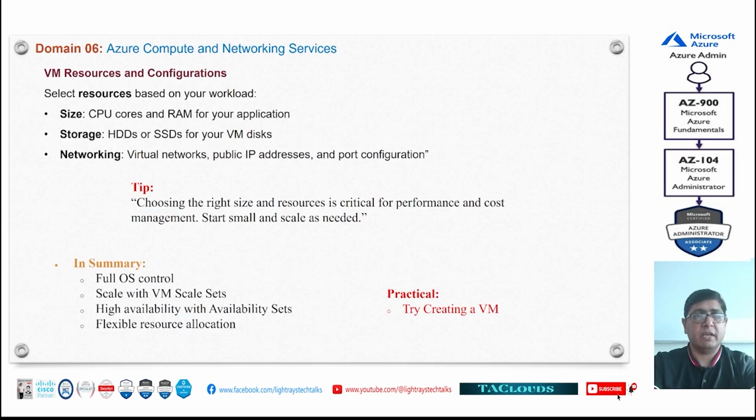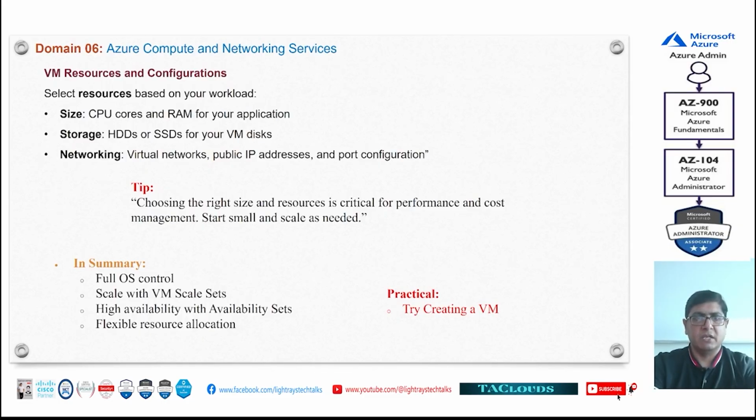Next, we have VM resources and configuration. How can we configure these? We can set size, storage, and networking. These three things are always there. CPU and RAM we can increase or decrease. We already saw that we can increase resources like RAM. Storage we can also change, and networking we can also duplicate. We can take two networking sizes and so on.